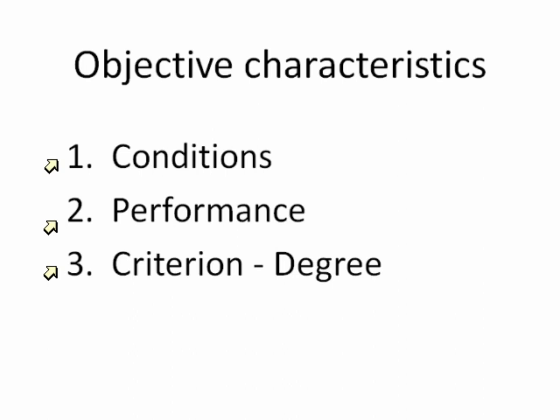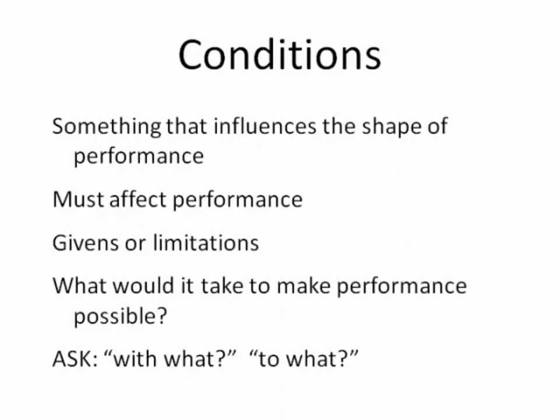Okay, conditions. This is something that actually influences the shape of the student's performance. So when you write an objective, it has to have all these three characteristics. Often, objectives begin, when they're written, with the condition. It's not always at the very beginning of the written objective, but many times the condition is at the beginning of the actual objective. They must affect the student's performance.